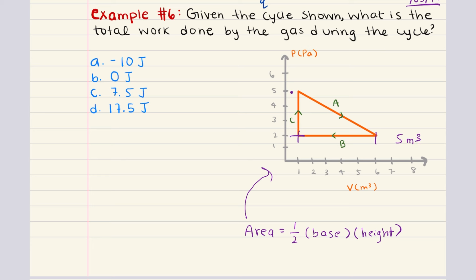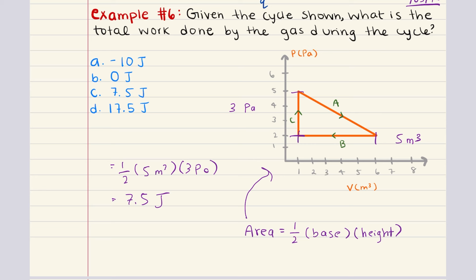The height is going to be 3 pascals. So we can go ahead and plug these values into our equation. We have 1/2 multiplied by 5 cubic meters multiplied by 3 pascals, and this gives us a work of 7.5 joules. So we were able to take our base of 5 cubic meters and a height of 3 pascals, and we used it to calculate the area of this cycle to be equal to 7.5 joules.